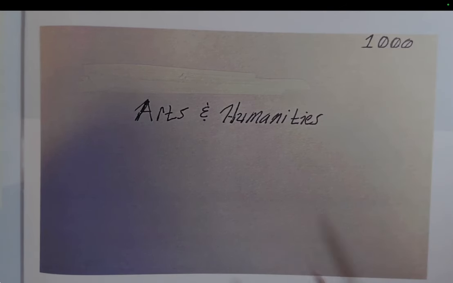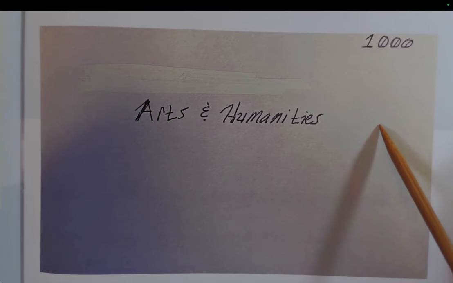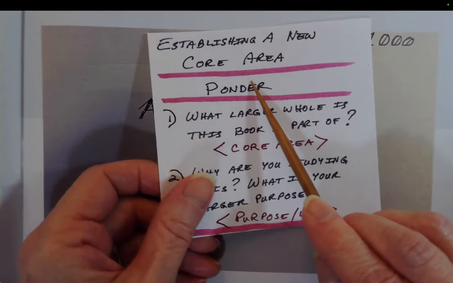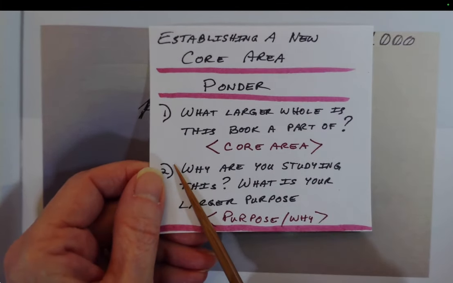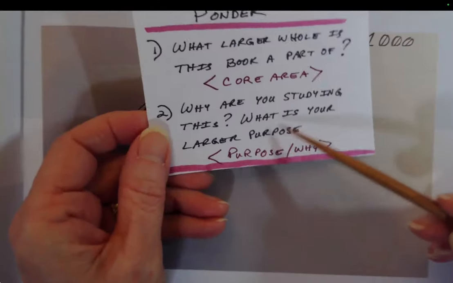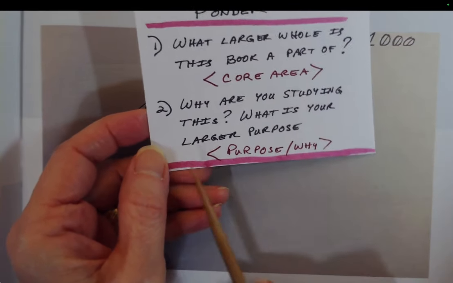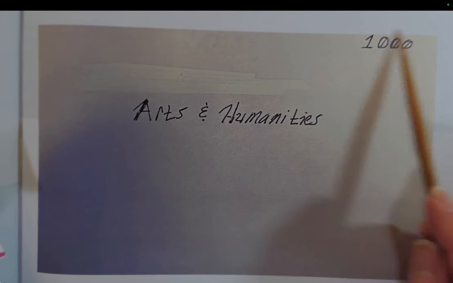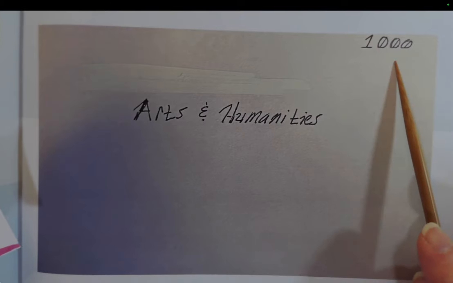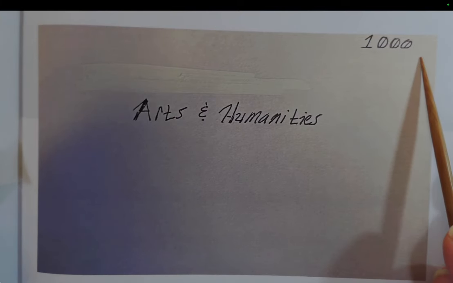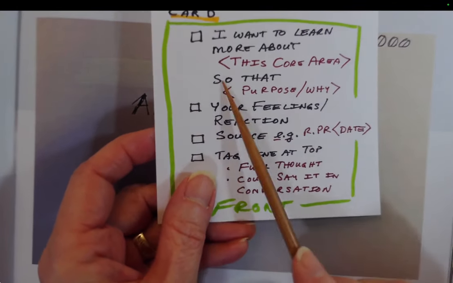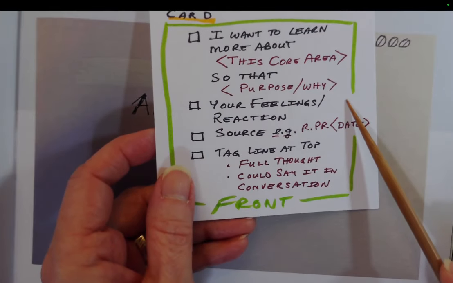Say, for example, that you have a category card in your system like this one, 1000 Arts and Humanities. I would strongly suggest that you do the following. Ponder this subject area. What is it about Arts and Humanities that is motivating you to include it in your Zettelkasten? What is your purpose for studying Arts and Humanities? Then you can take your dead 1000 card and make a live 1000 card that says, I want to learn more about arts and humanities so that, and supply your reason.